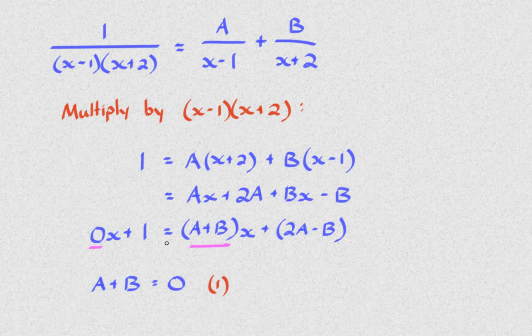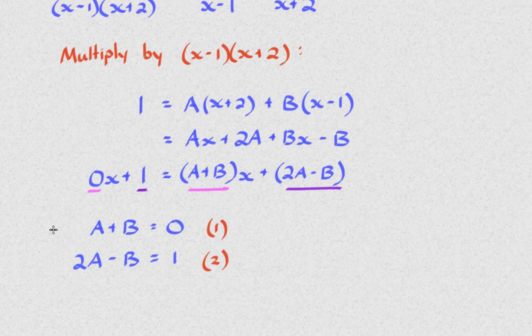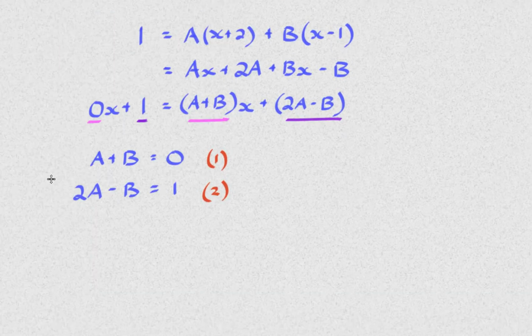Our second bit of information comes from the constant. 1 must be equivalent to 2a minus b. 2a minus b must be equal to 1. And so this is our second of our simultaneous equations. And so we can solve these. Right? We have the skills to solve simultaneous equations.